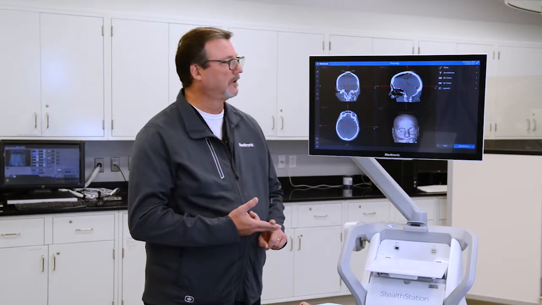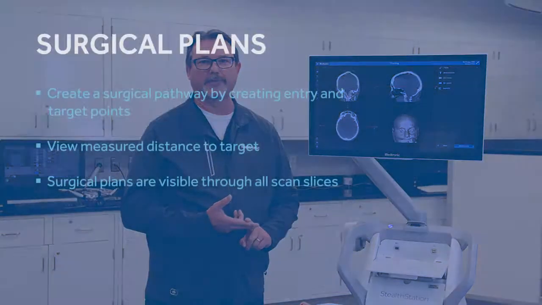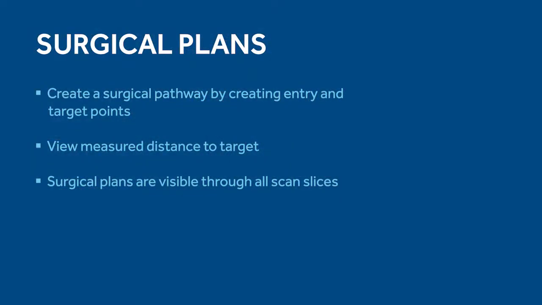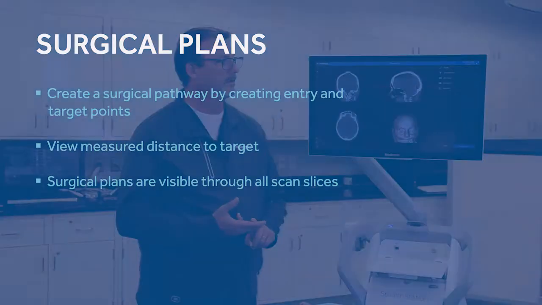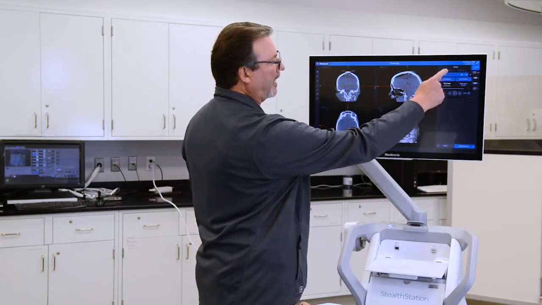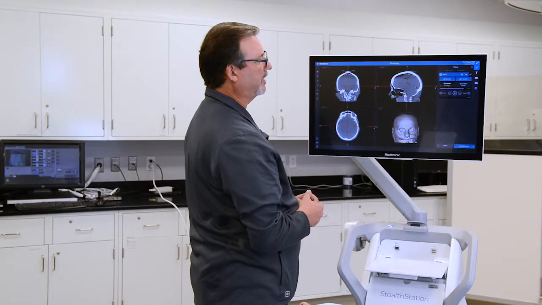Surgical plans are linear pathways with an entry and a target point. A couple things to keep in mind about the surgical plans is they have a measured distance to target from the entry point, and these are visible through all the slices of the CT scan. To do that, we go to this plan icon in the upper right-hand corner of the screen.